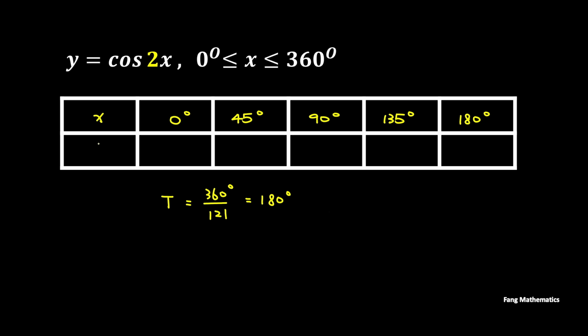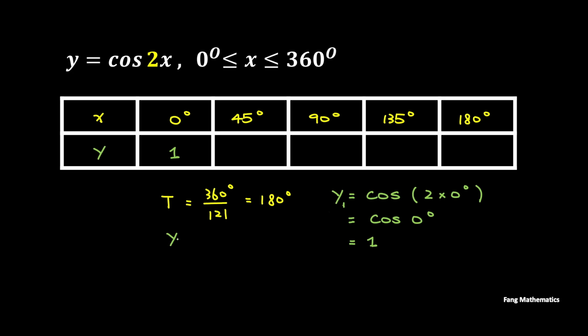And we are to use the calculator and find the y values of the corresponding x values. Let me do the first 3 for you. So you have the function y is equal to cos 2x, and first domain is 0. So y is equal to cos, put a parenthesis, 2 times 0. And I believe 2 times 0 degrees will get you 0 degrees. So cos 0 degrees will get you 1.